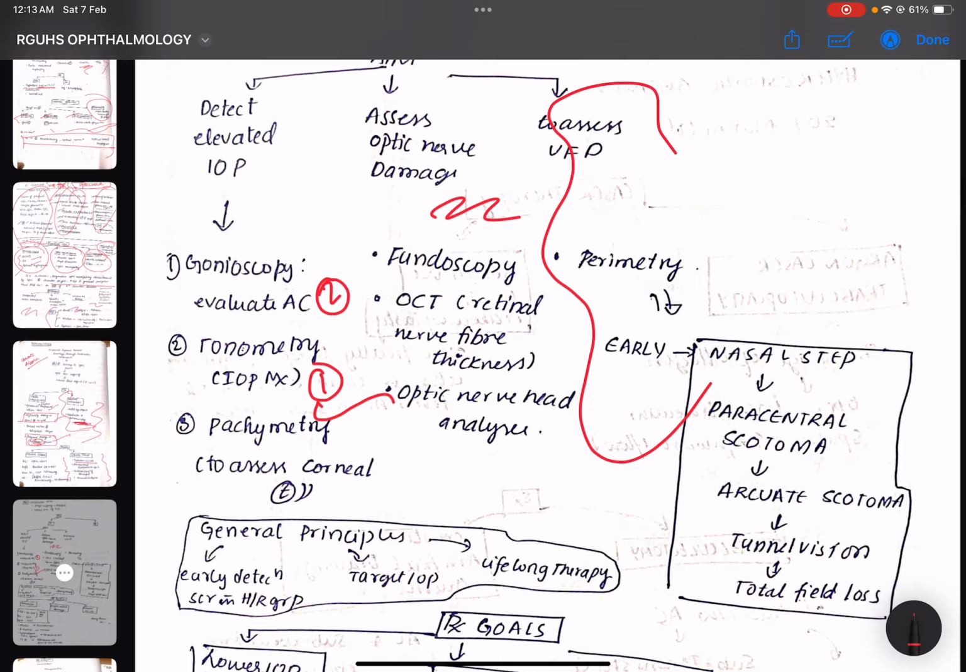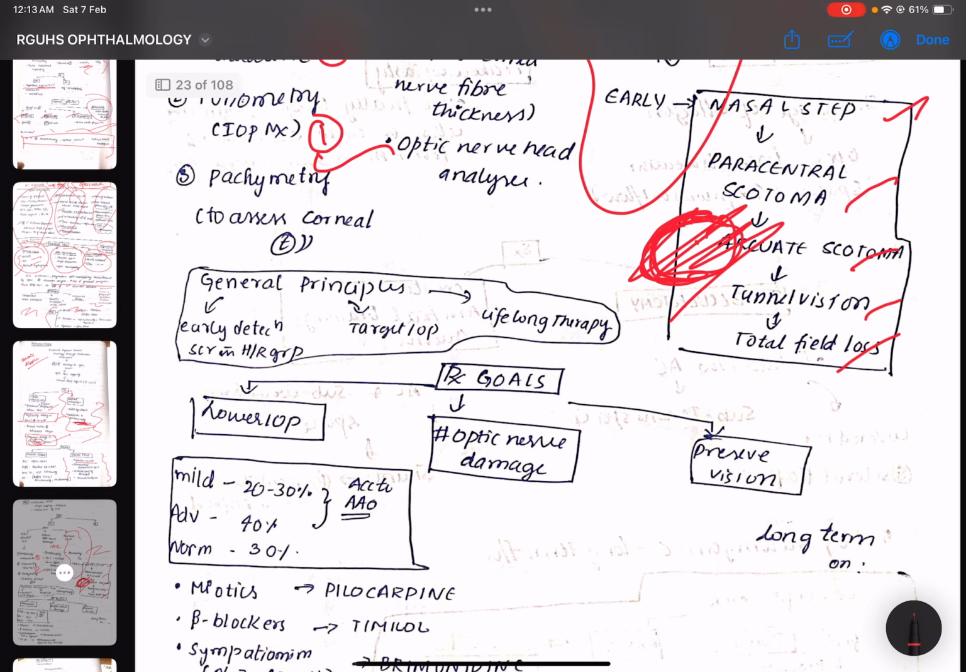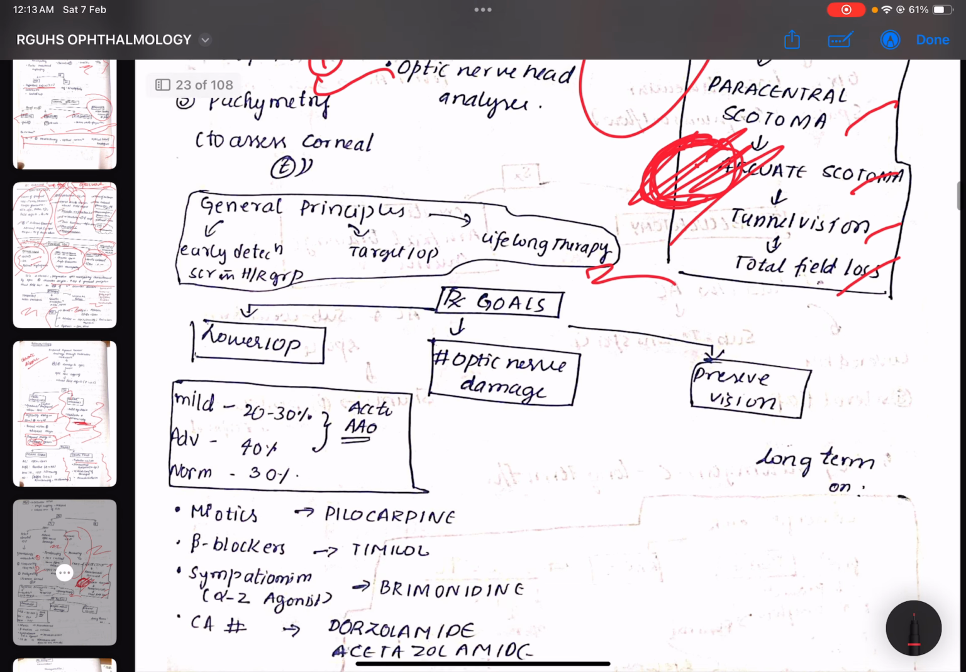And again, to assess visual fields because of optic nerve damage, we do perimetry. And how does perimetry get affected? First it affects the nasal step, then you have paracentral scotoma, then you have arcuate. What does arcuate mean? Arcuate line, okay. Something crescent shaped. Then you have tunnel vision, then you have total field loss. That's it. Then these are the general principles which you need to do. It's a lifelong therapy. Again, what are the major things which you need to do? Again, it's a chronic disease, okay.